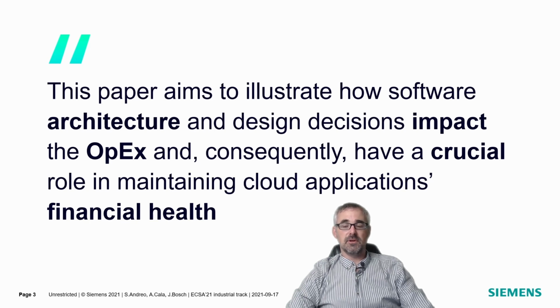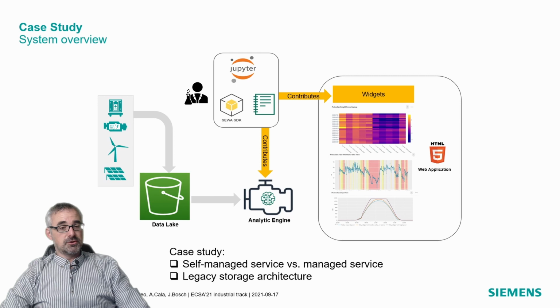This paper aims to illustrate how software architecture and design decisions impact the OpEx and consequently have a crucial role in maintaining the cloud application system health. Because if you are selling your product for 20 euros per month and you have 30 euros cost, you will go bankrupt. We designed 2 case studies to demonstrate that. The 2 case studies are based on the same system.